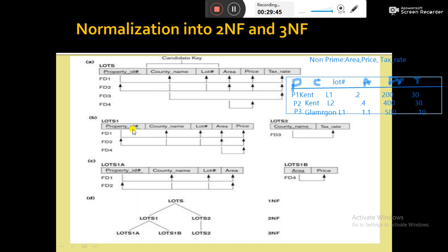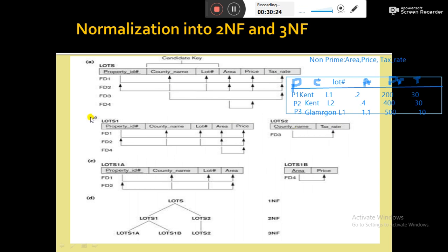While decomposing the original relation, two sub-relations will be created. One relation consisting of property ID, county name, lot number, area, price, meaning all the attributes that are not violating FD2, and in another relation we have to move the attribute for which it is violating. So the tax rate is violating 2NF, so you have to move the tax rate into a separate relation along with the attribute on which it depends. Tax rate depends on county name, so you have to move the county name also here.